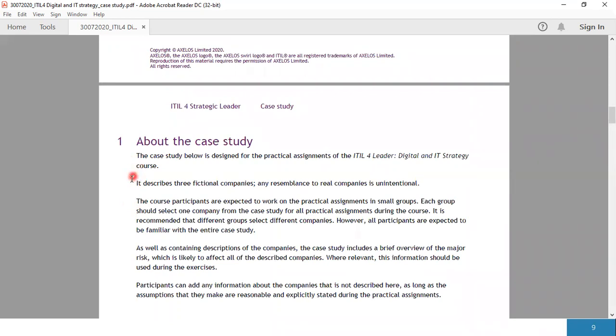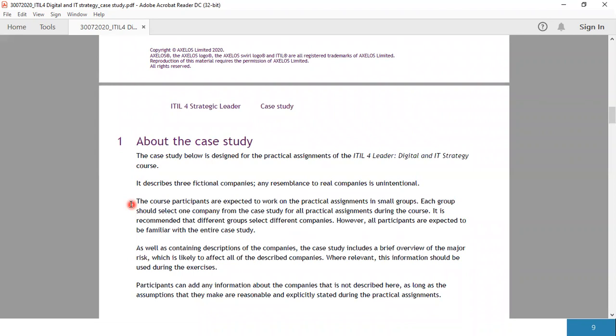The companies in this case study are fictitious. You might find some information about how the assignments need to be done in groups. However, note that as an individual within the e-learning, you would have to work on the assignments on your own.